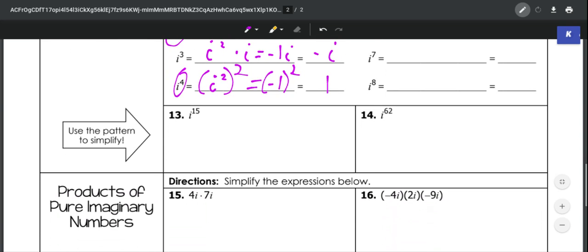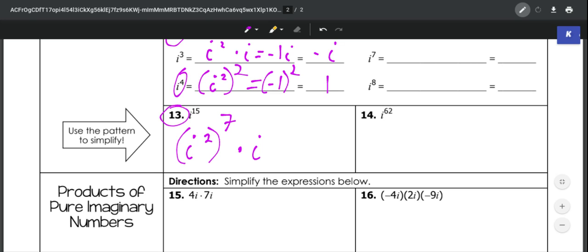So let's look at examples. On number 3, we've got i to the 15th. If you wanted to break down i to the 15th in terms of i squared, you could say, okay, I know i squared is -1, so I'm going to put that in parentheses. We would have to break this up in a specific way. We would have to say i squared to the exponent of 7 times i to the first power.